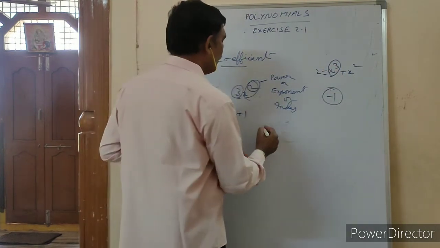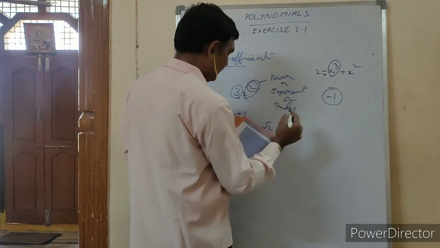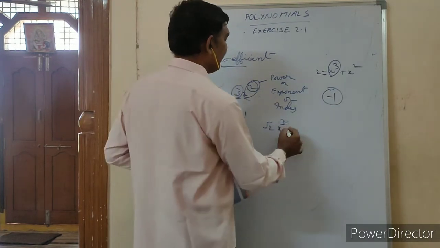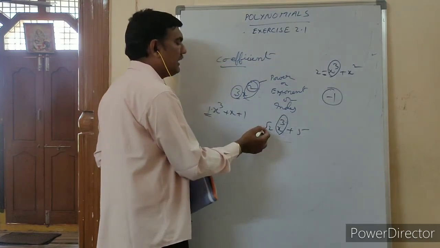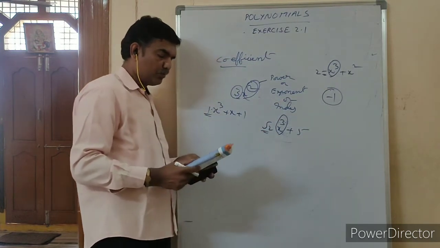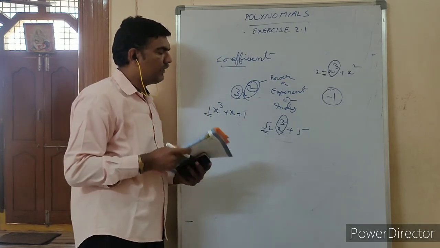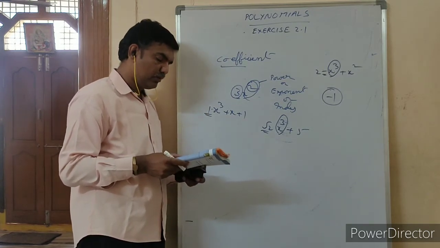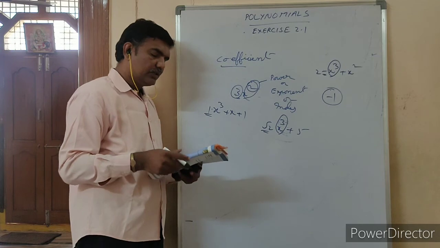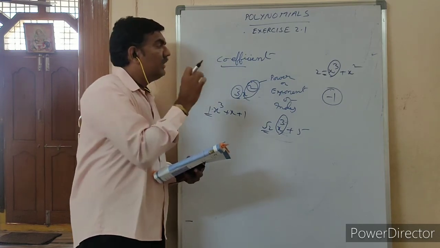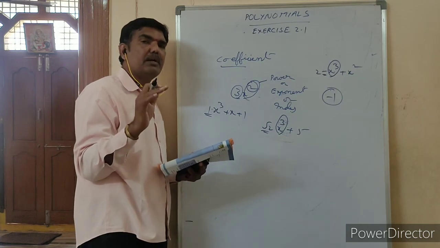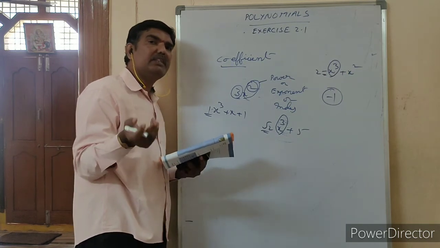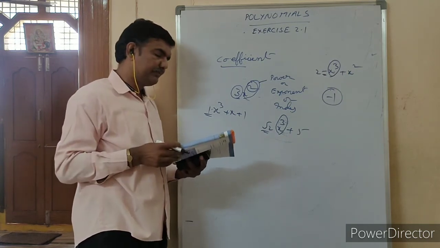Next, root 2 x cube plus 5. Now x cube, with which are you multiplying? You are multiplying with root 2. So what is the coefficient of x cube in this polynomial? Root 2. Okay. So just by seeing you can say the coefficient. Coefficient means the number with which you are multiplying the x cube term, and you have to write it with its symbol.